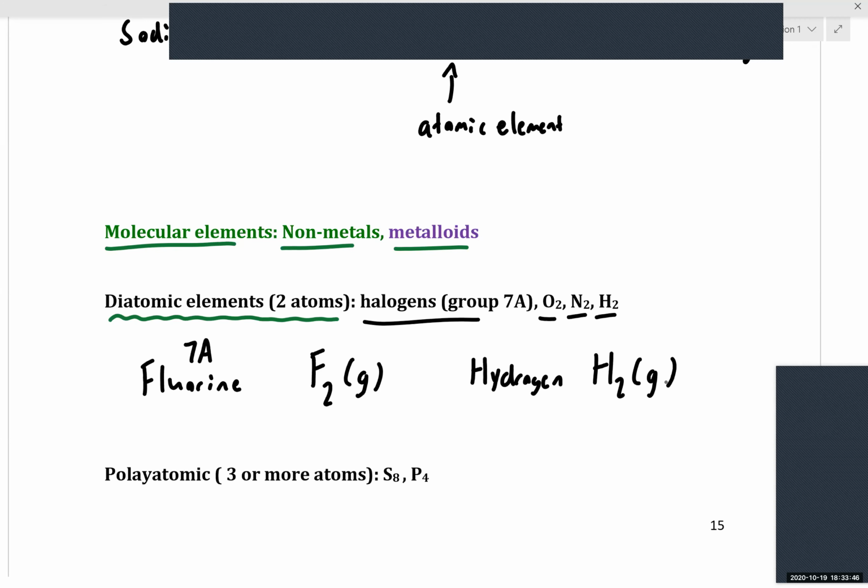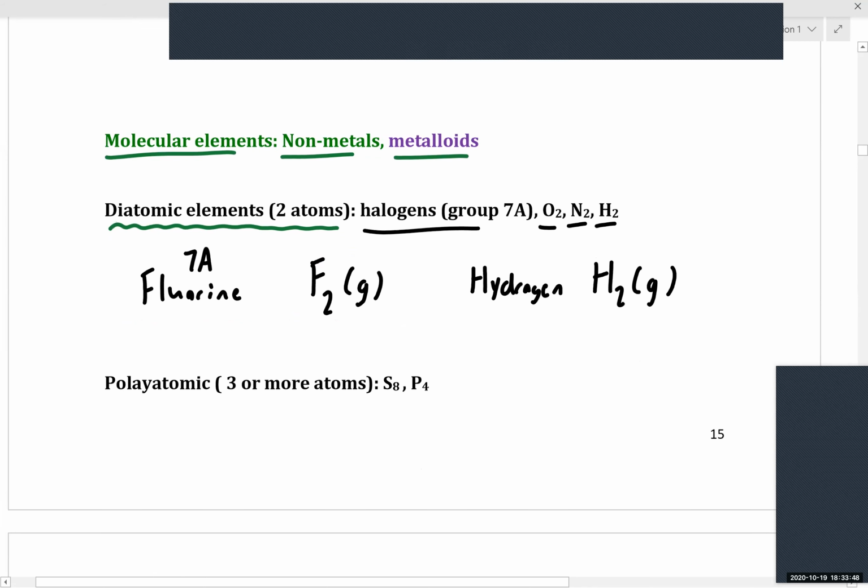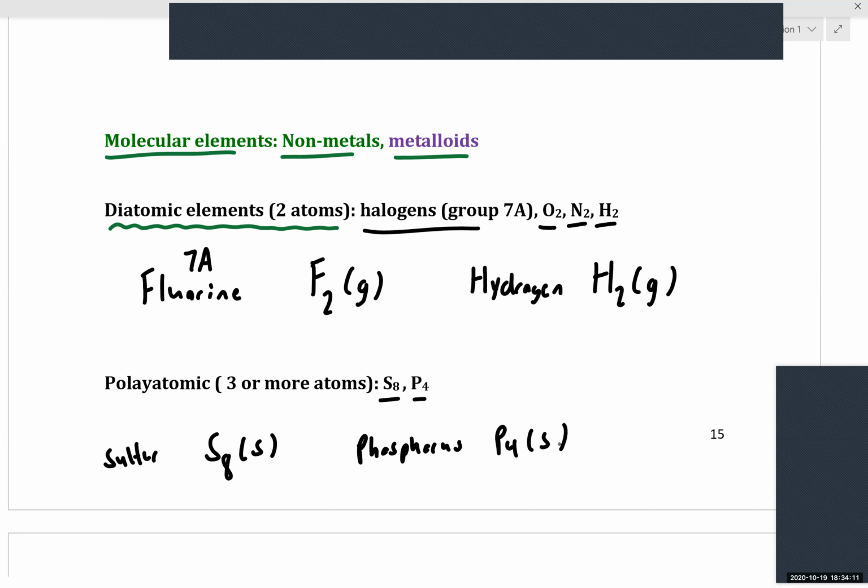Okay, so let's keep going now and let's talk about our polyatomic elements. These are sulfur and phosphorus. So sulfur can be written as S8 solid, while phosphorus is written as P4 solid. Does this look familiar to everyone? Perfect.